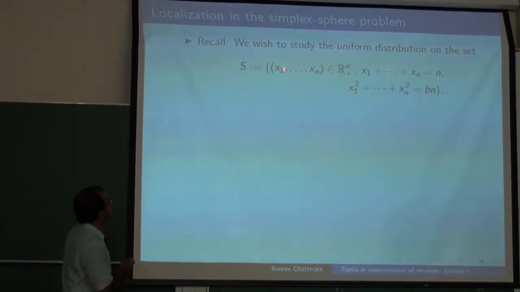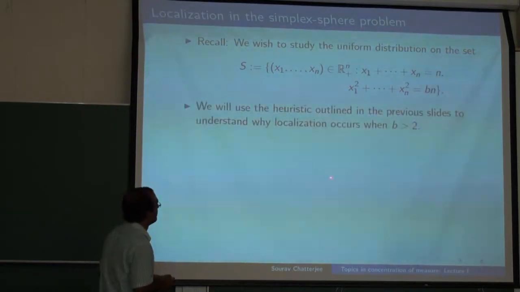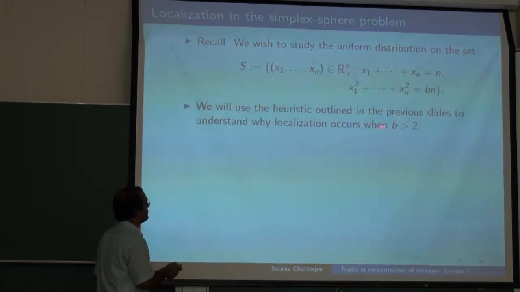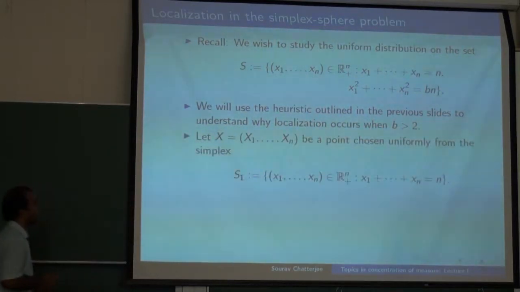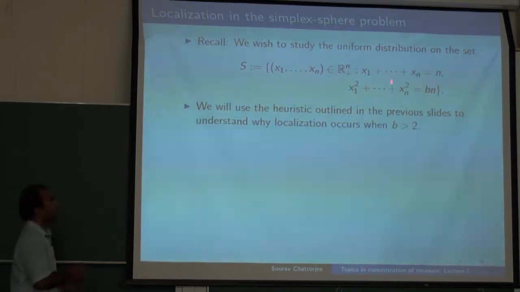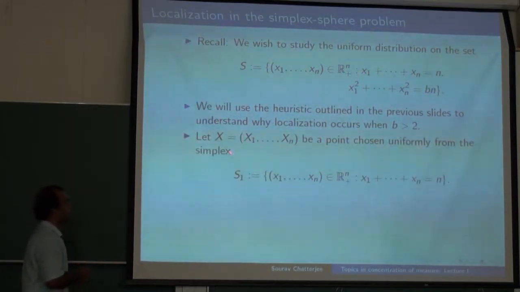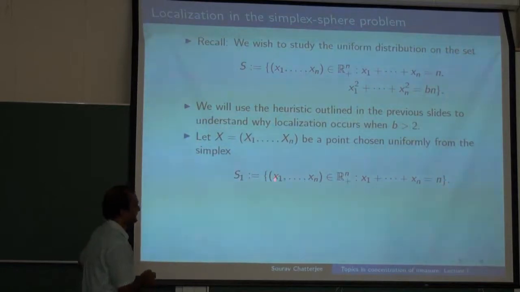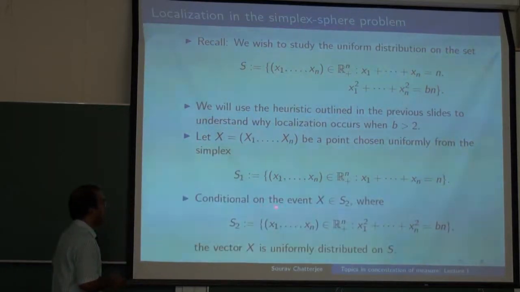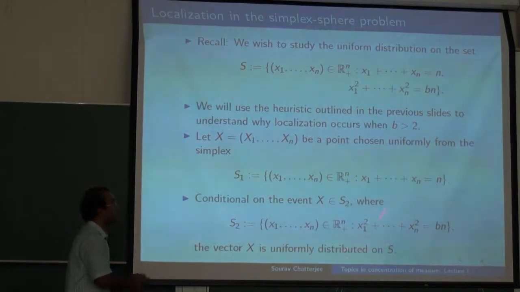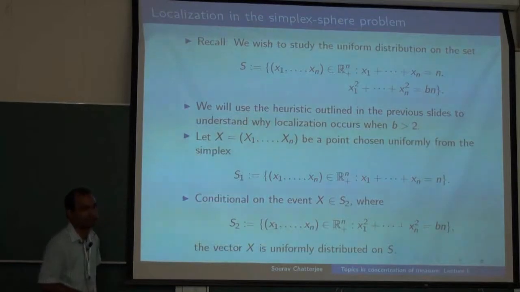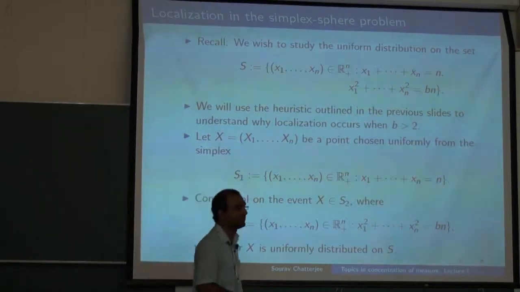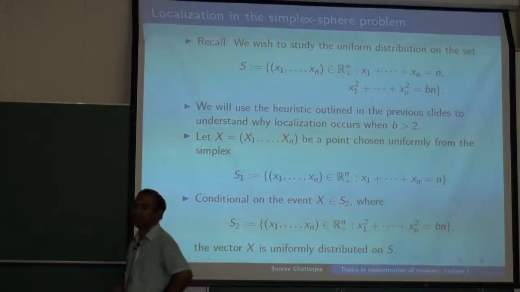Recall, we wish to study the uniform distribution on this set: all positive numbers which sum to n, whose sum of squares is bn. And we'll use this heuristic to show localization when b is strictly bigger than 2. The uniform distribution can be obtained in a two-step procedure. First, you choose a point uniformly from the simplex, and then condition that point to belong to the sphere. Conditional on this event, it is uniformly distributed on this set. So you first choose uniformly from the simplex, then you condition it to belong to the sphere, and then you have it.